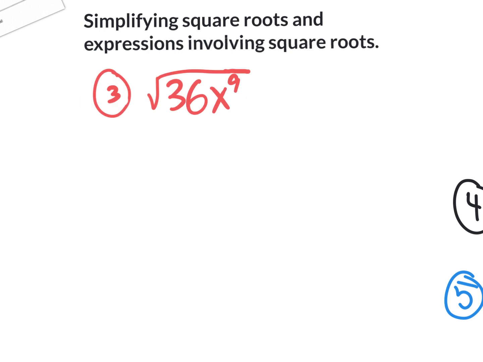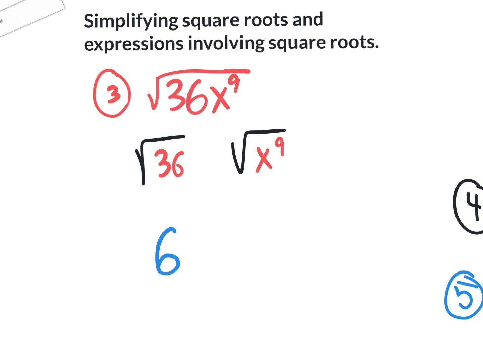Moving on. How about that guy, the square root of 36x to the 9th. What do I do there? I'm going to separate that square root. We're going to have a square root on the 36 and a square root on the x to the 9th. It's like doing two simple problems. The square root of 36 is what? 6. What about the square root of x to the 9th?